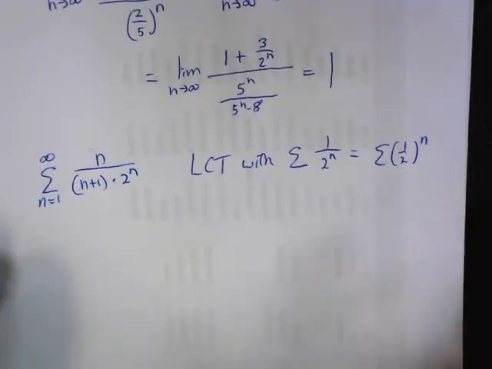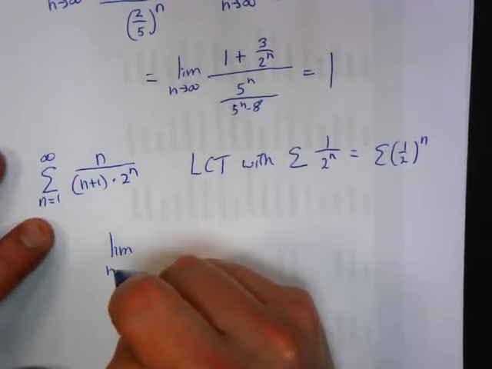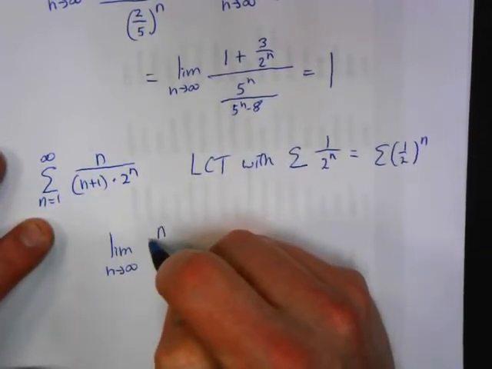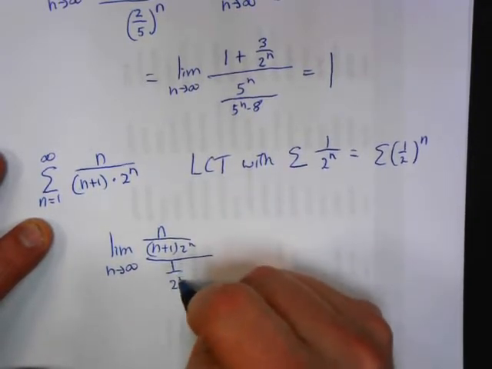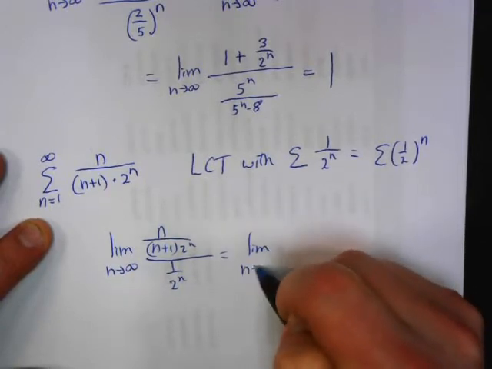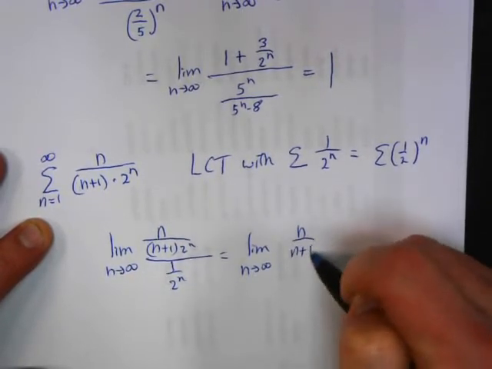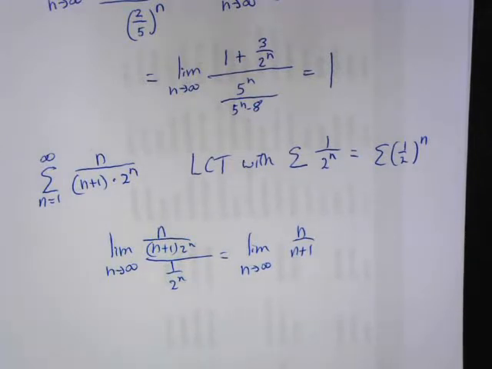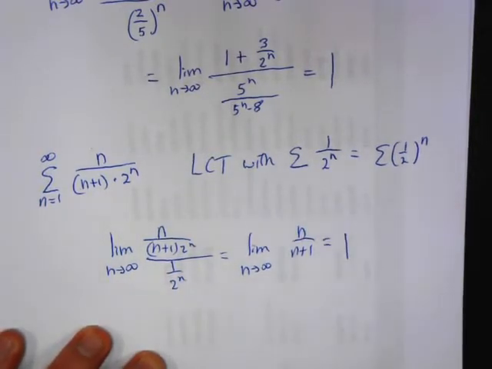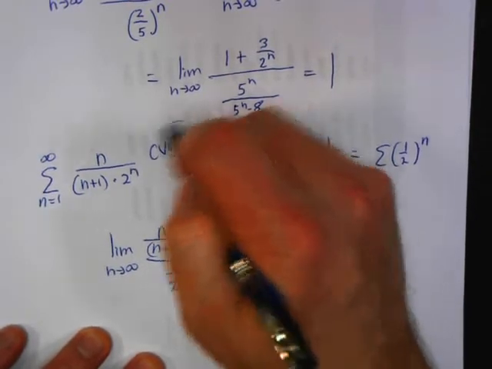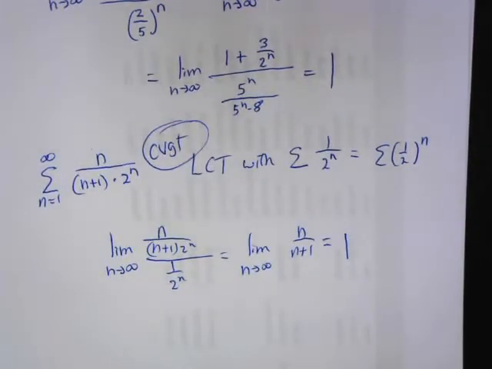But to be sure, I have to take the limit as n goes to infinity of n over n plus 1 times 2 to the n divided by 1 over 2 to the n. I flip and multiply. When I flip and multiply, I'm left with the limit as n goes to infinity of n over n plus 1, which is 1. Convergent is my answer. Questions on that?